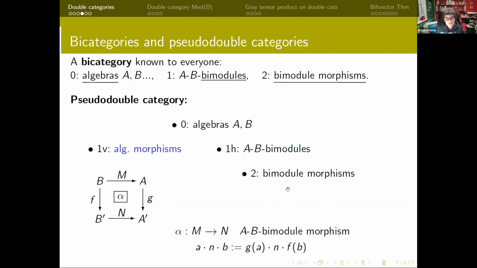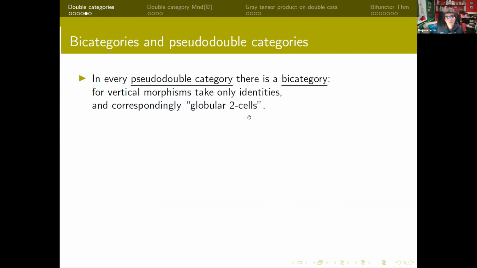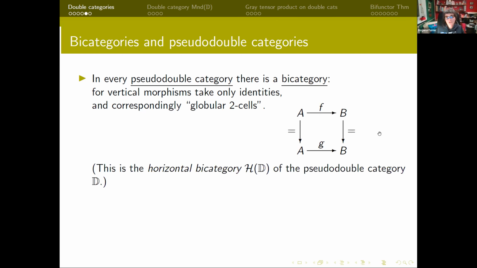As Paula said yesterday in her talk, in this example we can get the intuition that in every pseudo-double category there is a bicategory. So you can just restrict so that the vertical 1 cells are identities, and correspondingly the 2 cells will be globular 2 cells, or of this form. So they are non-trivial, but just the verticals are identities. And this bicategory we call the horizontal bicategory of the pseudo-double category. So it's the same notation as Christina had in her talk.